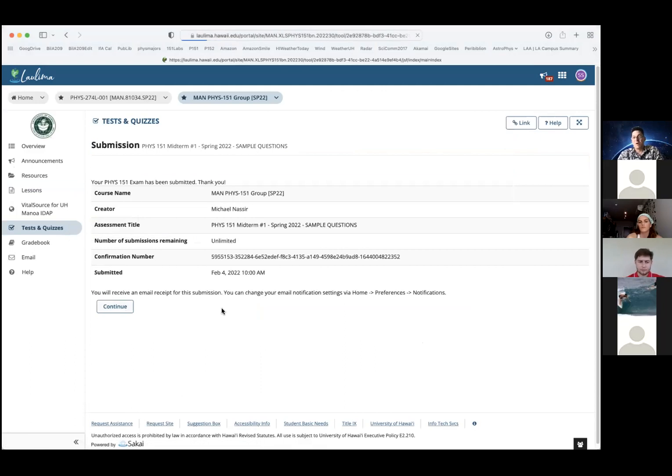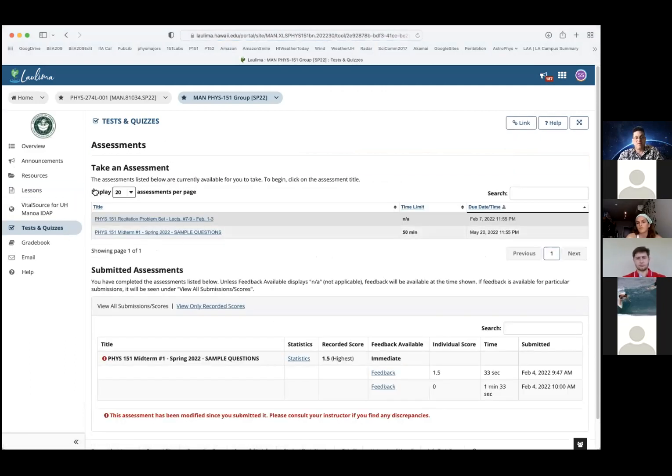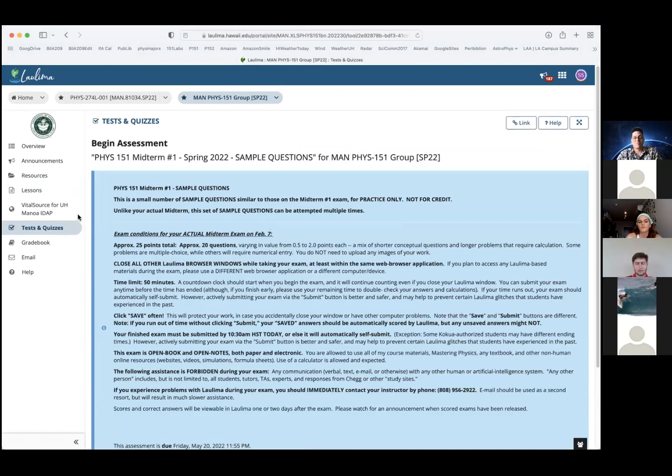then when I look in my table and when I look again in my tests and quizzes zone, it looks like, oh, great, I got a score of 0 that time. My previous attempt was a score of 1.5. All right. And then you can try it again if you want. Okay. So this one is just for practice.